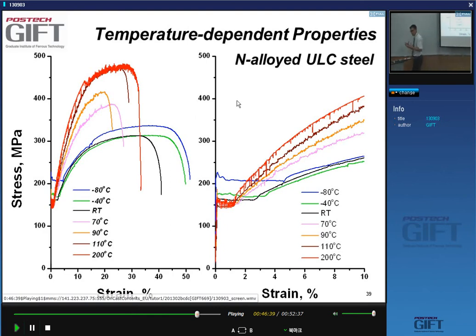And so now let's redo this experiment where we go from minus 80 to plus 200. And let's measure the strength. Well, let's look at room temperature. The room temperature curve is this black line. And now let's look at 200 degrees C. And of course, the material should be softer. But it isn't. You can see this huge increase in strength at 200 degrees C.